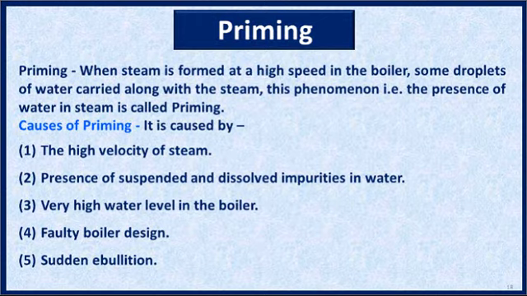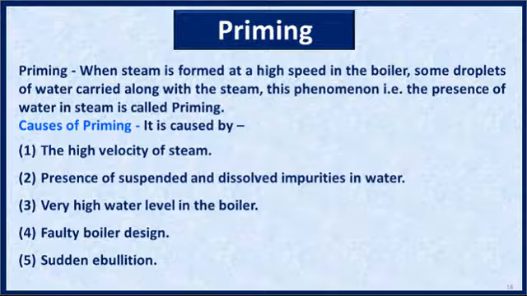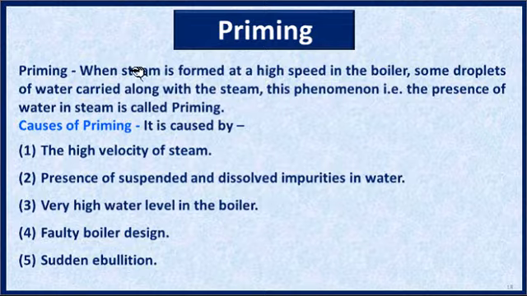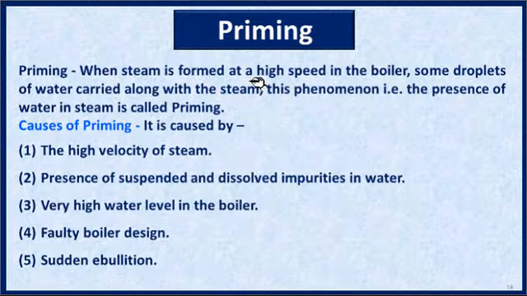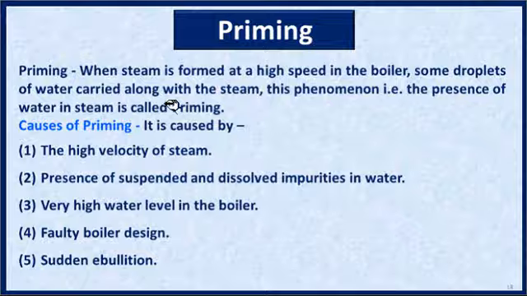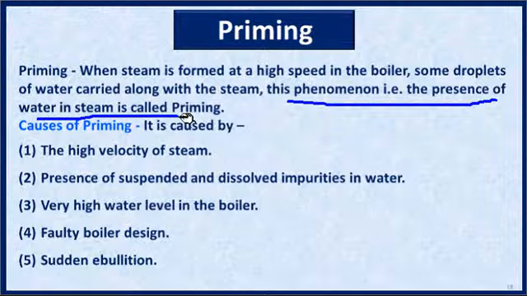Now the next boiler trouble is priming. What is priming? When steam is formed at a high speed in the boiler, some droplets of water are carried along with the steam. This phenomenon, that is the presence of water in steam, is called priming.